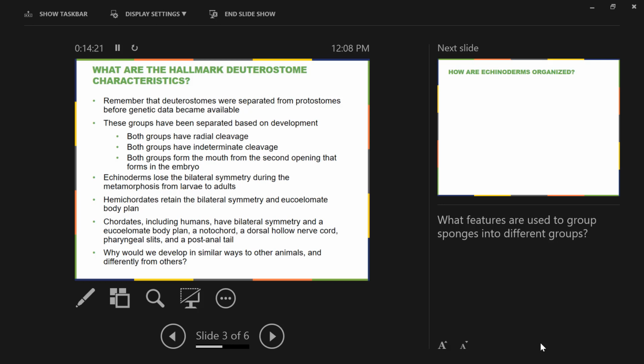I would love to repeat the question. Why would we develop in similar ways to other animals and differently from others? In this case, I made it more specific: why would we develop similar to echinoderms, where the second opening in the gut forms the mouth, and cleavage is determinate and radial, when we are nothing like echinoderms? Mika and then Micah.